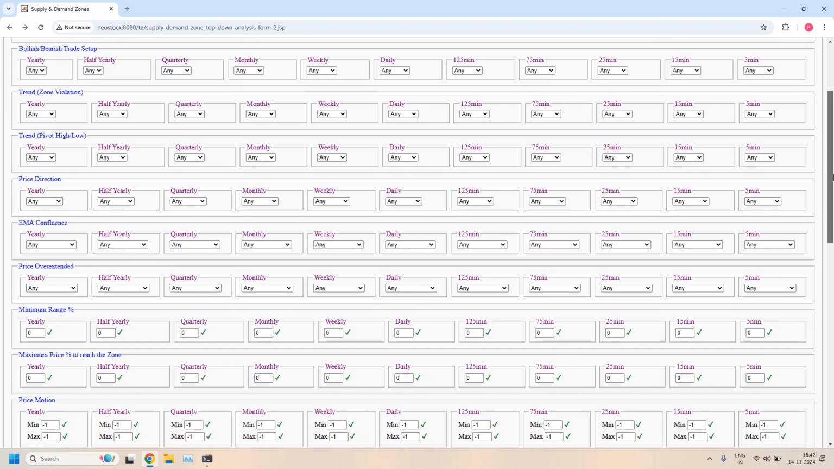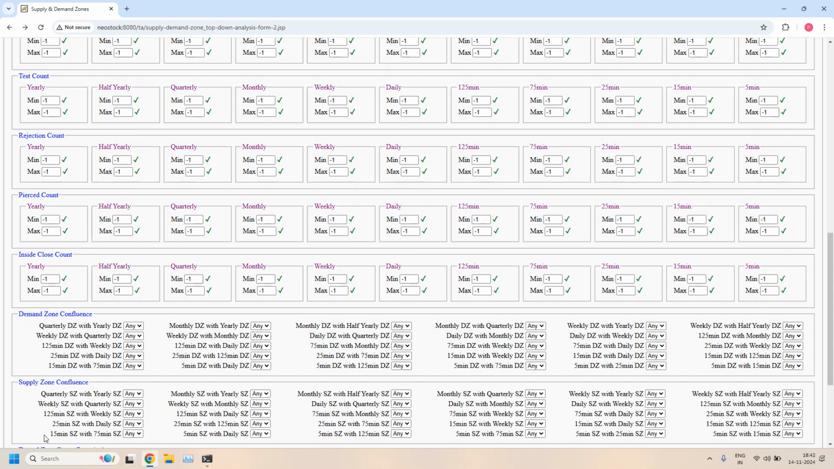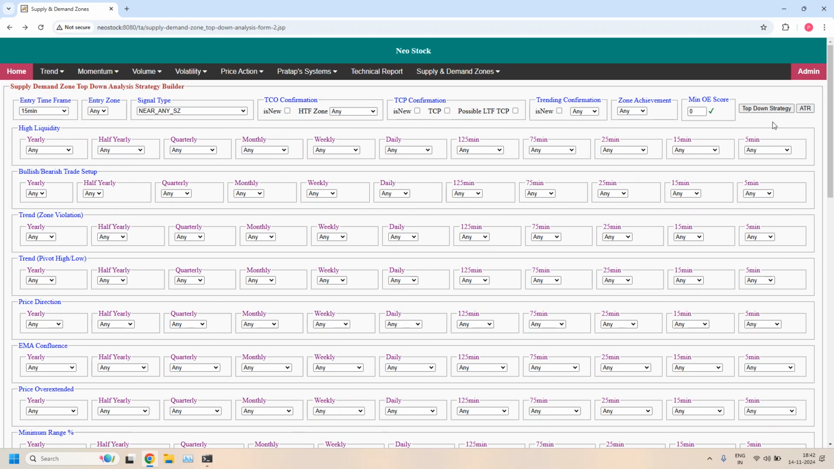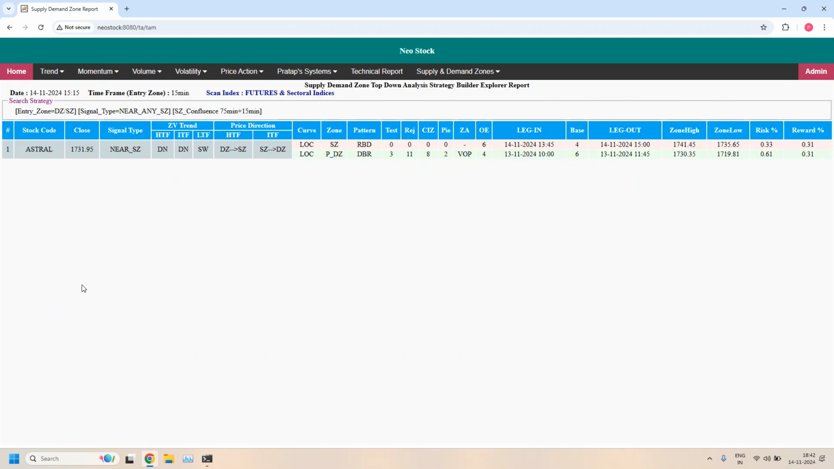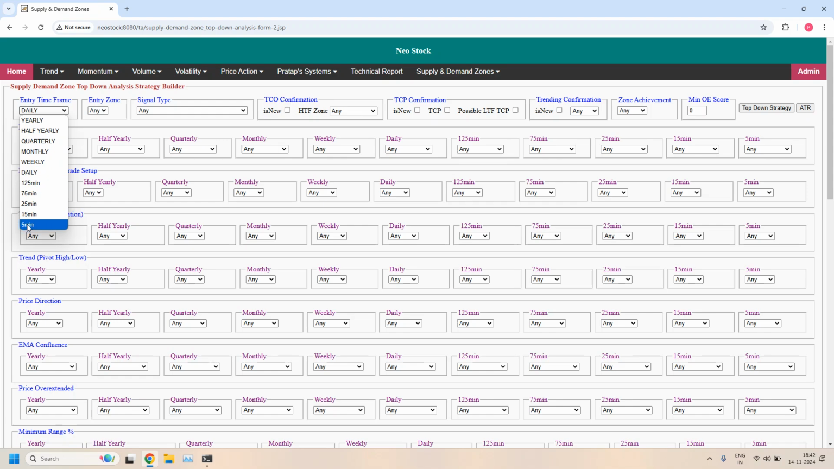That is 15 minutes supply zone with 75 minutes supply zone confluence that I am setting. With this filter, we got only one. That means this 15 minute supply zone is part of the 75 minute supply zone. Next time frame is 5 minutes.